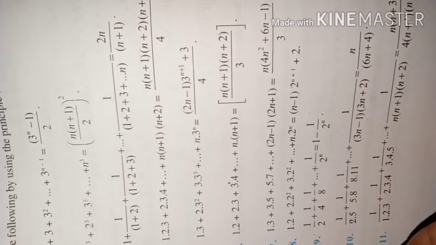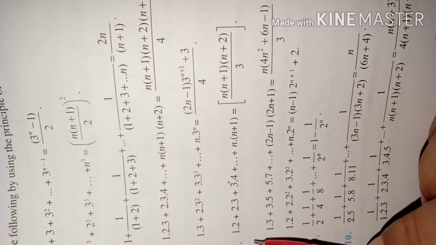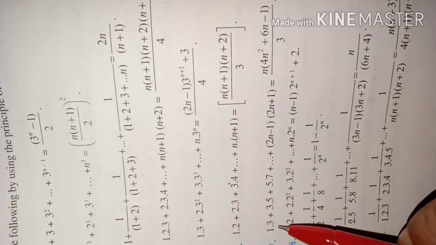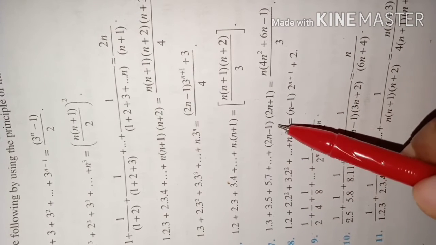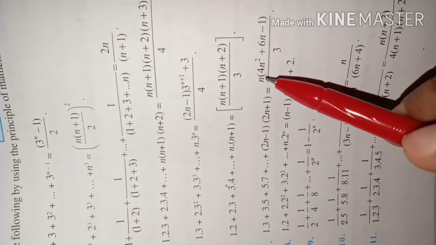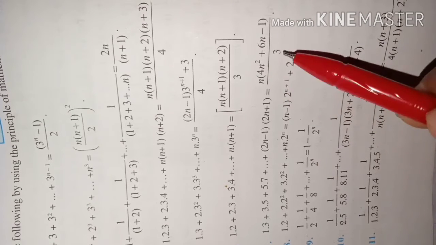Okay, question number 7. Yesterday we did question number 6 also, no? So now we will take question number 7: 1 into 3 plus 3 into 5 plus 5 into 7 plus dot dot dot plus (2n minus 1) into (2n plus 1). We have to show it as n times (4n square plus 6n minus 1) by 3.